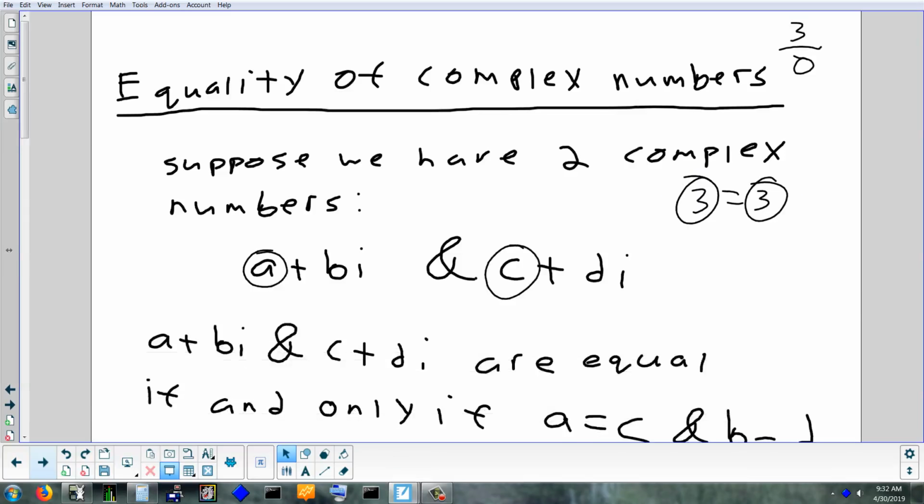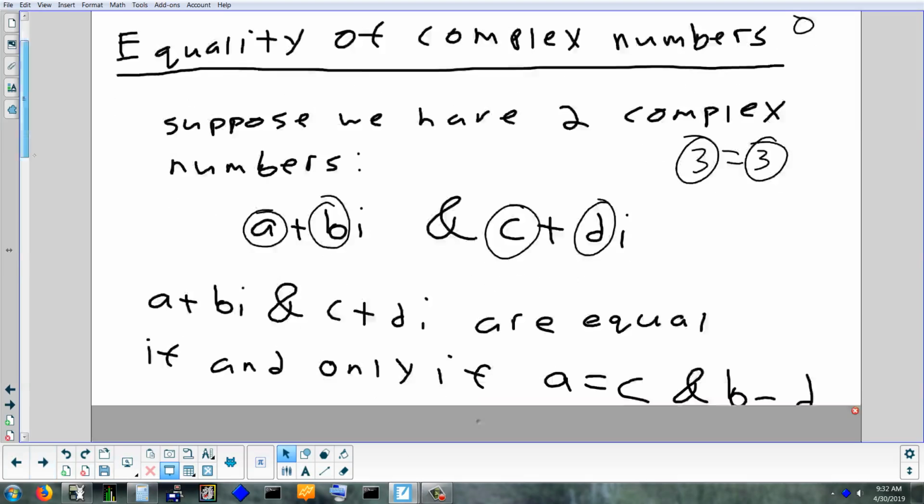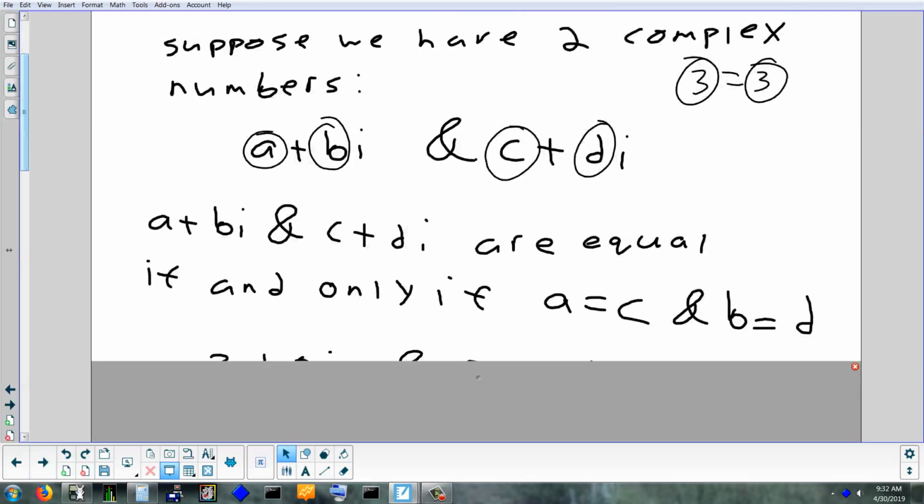But that's only half of it. Then I have to check this symbol on the left and this symbol on the right and see if those are the same. So it's a little bit more work. I've got to check two things instead of one thing. So check that A and C are the same, and then check that B and D are the same.